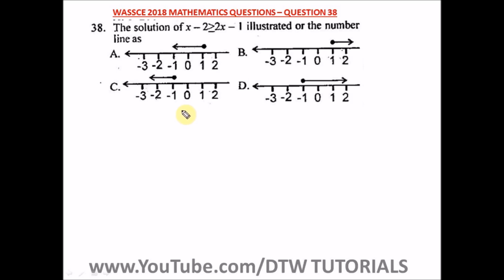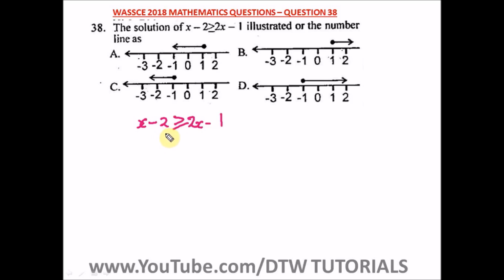Question 38 of the WASSCE 2018 Mathematics Past Question, that's your WAEC exams, says the solution of x minus 2 greater than or equal to 2x minus 1 should be illustrated on the number line as. Okay, so we have to find the illustration on the number line of this particular solution. Let's try to solve this equation here. So we have x minus 2 greater than or equal to 2x minus 1.